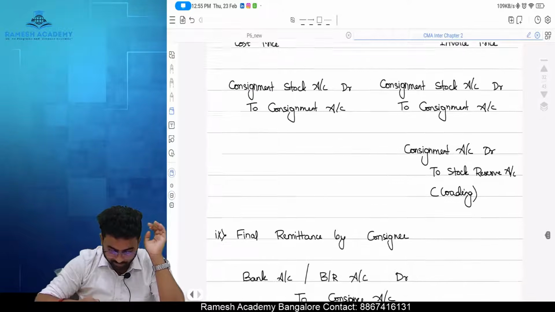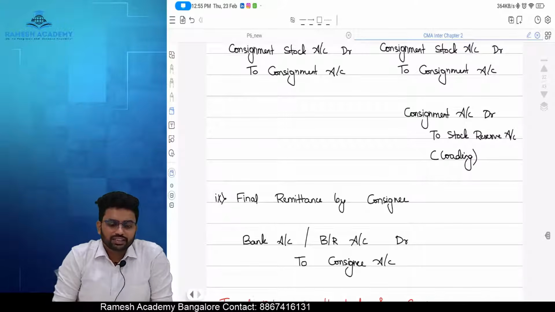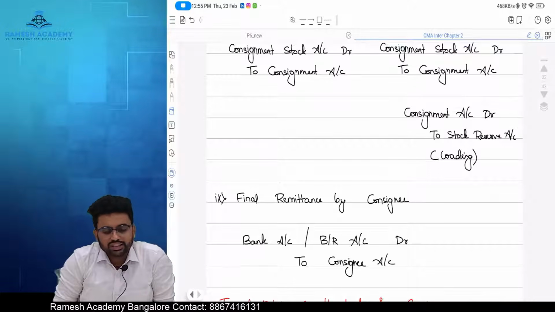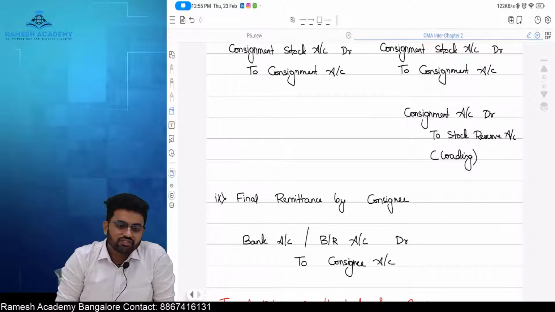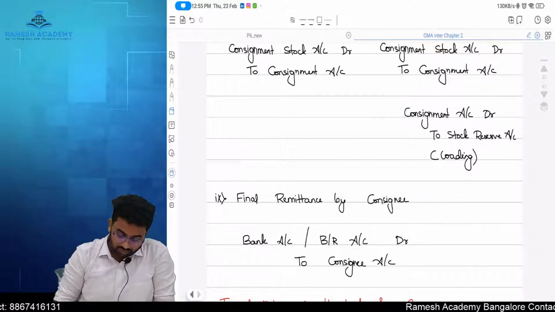After all this, the consignee will deduct his expenses, his commission, and his advance, and then he will pay the money. What will be the entry for that? Bank account or bills receivable account debit to consignee account, depending upon what he sends.